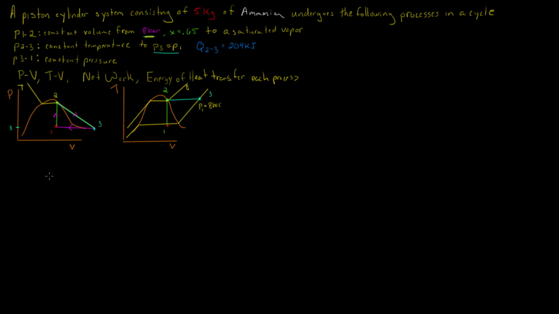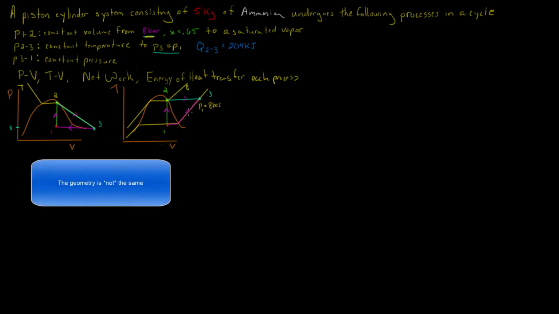So that right there is going to be our third state. Then finally, we're going to follow this line. Process 3 to 1 is a constant pressure process. So we're going to follow this line back until we get back to state 1. So the geometry is the same, but this is the cycle that you're going to see for a TV chart.